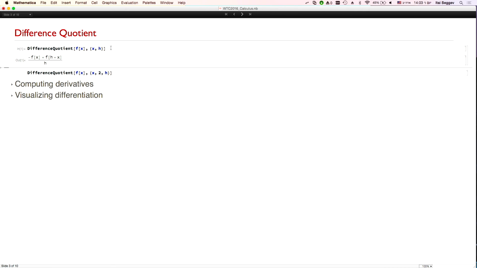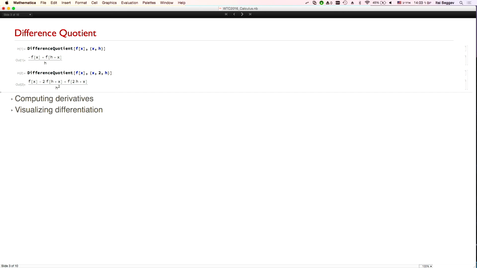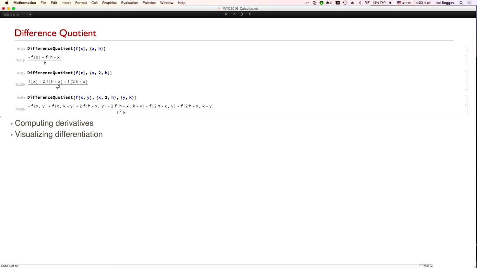It's really just a small convenience. It's the thing that gives you the f of x plus h minus f of x over h. But you can do second order difference quotients. You can do multivariate difference quotients if you so desire. But it's a named thing. It's a good thing to have.